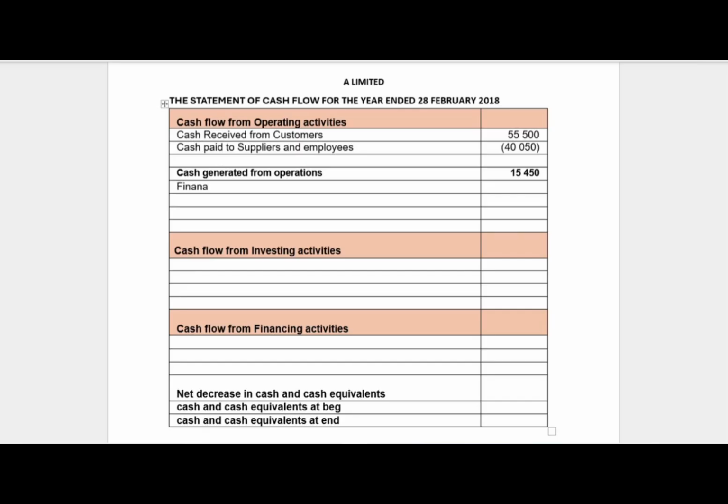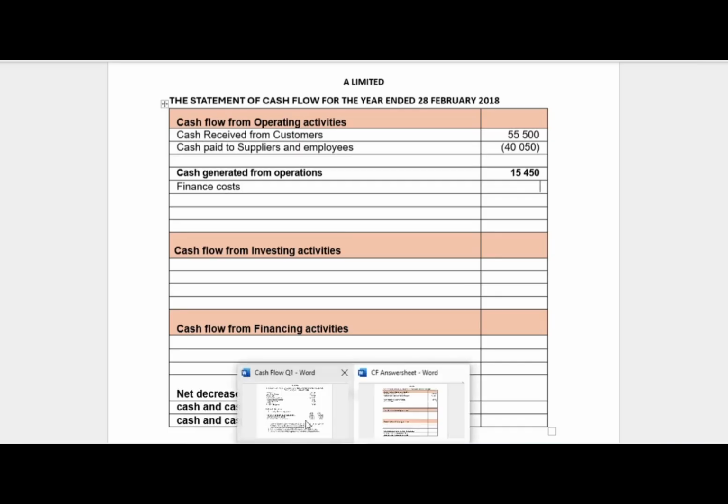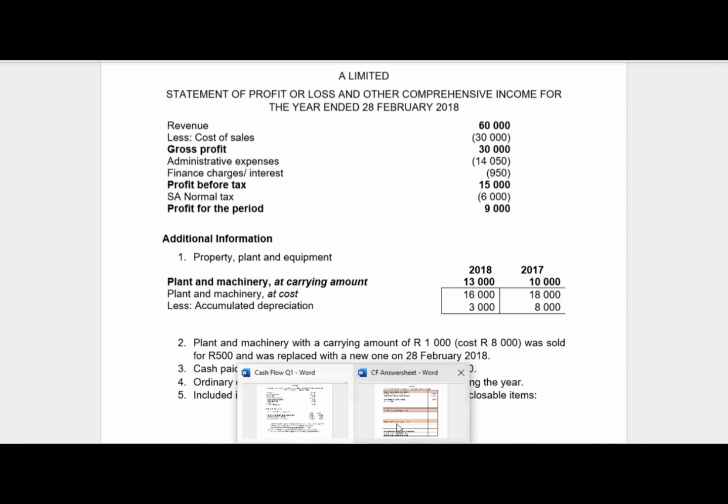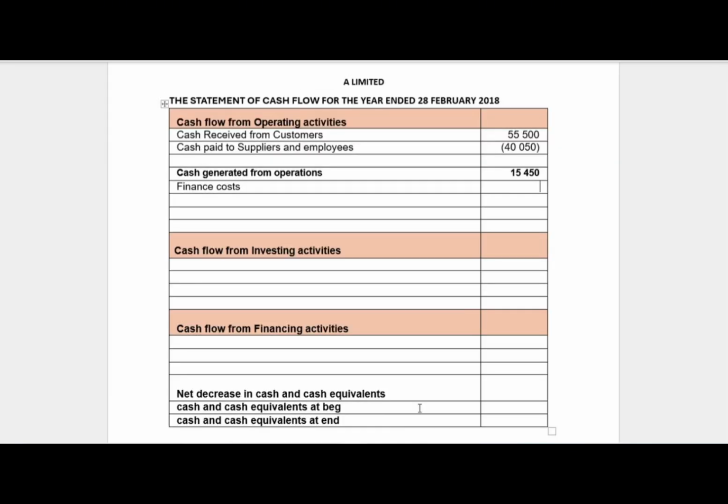So finance costs, remember, are interest paid or finance charges, right? It is given. You don't have to calculate it anyhow. We're just going to check how much it is in the question paper and copy and paste. So it is 950. That's what you paid in terms of interest, so it's going to be an outflow. You put in brackets 950, close brackets right there.